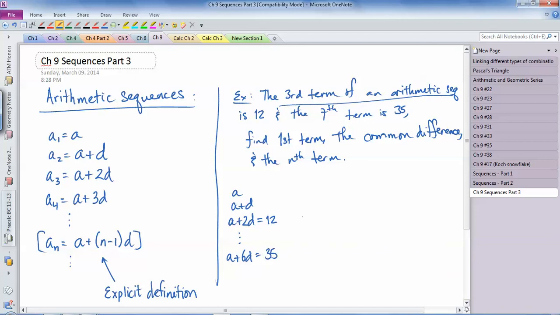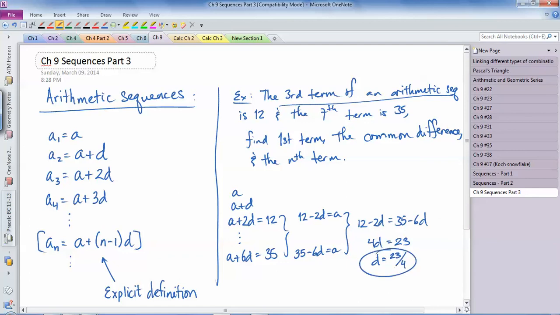I could solve for A in both cases. If I did that, I'm going to get 12 minus 2D equals A, and I'm also going to get 35 minus 6D equals A. Well, since they both equal A, I can set them equal to each other. So 12 minus 2D equals 35 minus 6D. If I bring the 6Ds over, I'll get 4D here, and if I bring the 12 over, I'll get 23. And so D, the common difference, ends up being 23 over 4. So there's my common difference. I've taken care of that.